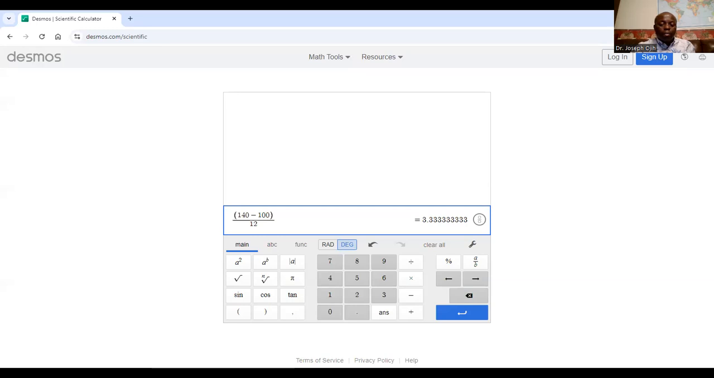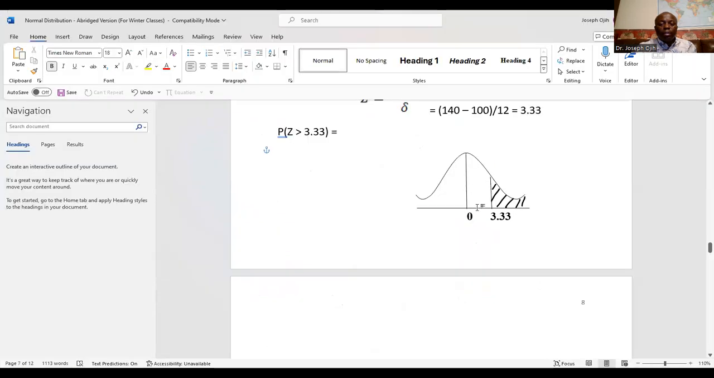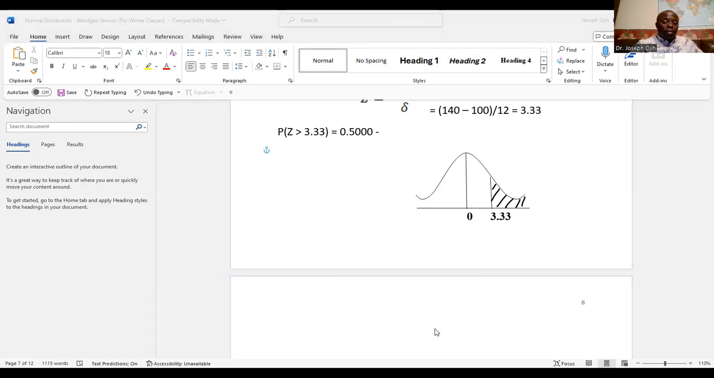For the procedure chart, you found it right here. You will see that this chart that looks like that one is this one here. So on the tail, look at the z value to get the area. Subtract the area from 0.5. That's what it says. Our z value here is 3.33. So we're gonna do 0.5 minus the area for 3.33 from the table of normal distribution.